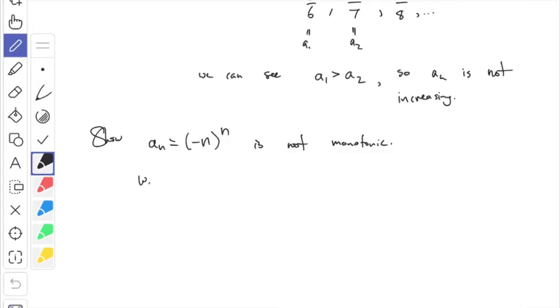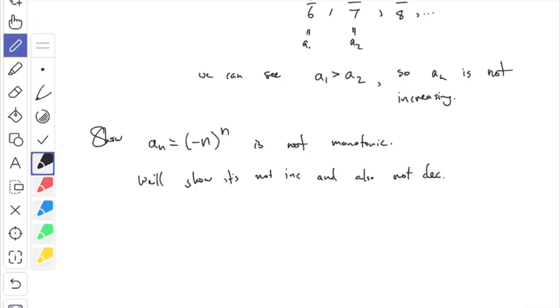So we'll show it's not increasing and also not decreasing, right? Monotonic means increasing or decreasing. If you want to say it's not monotonic, you've got to say it's not increasing, and it's also not decreasing.